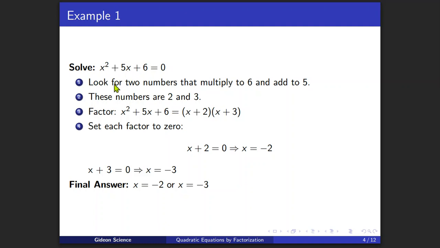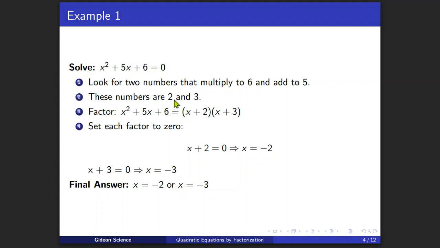Now look for two numbers that multiply to give 6, and when you add them, you have 5. These numbers are clearly 2 and 3. 2 times 3 is 6, and 2 plus 3 is 5.